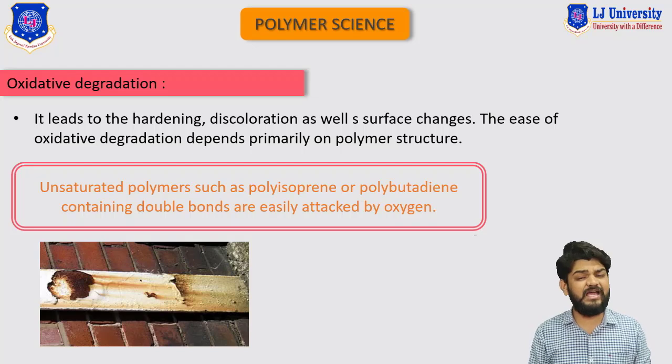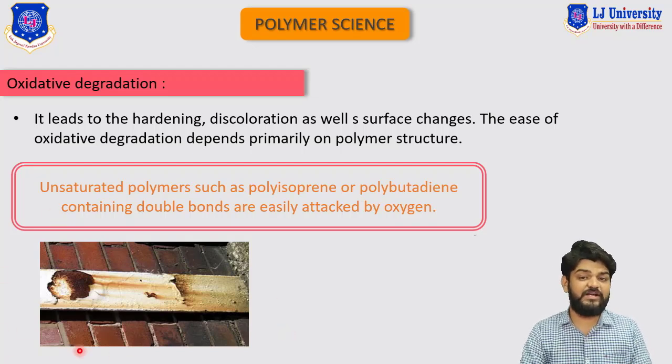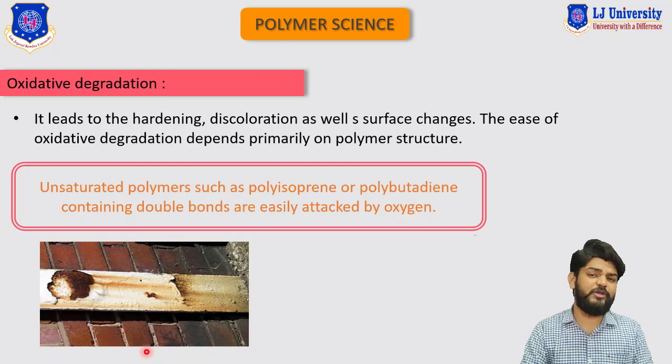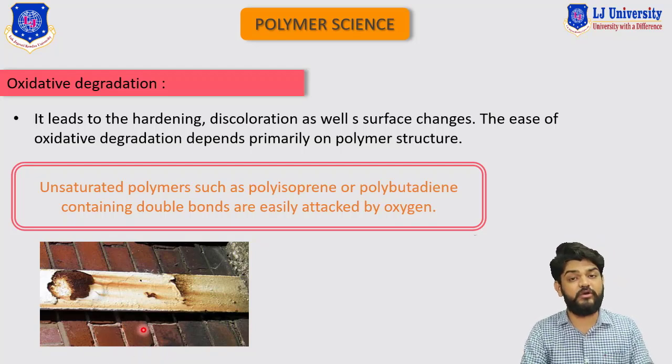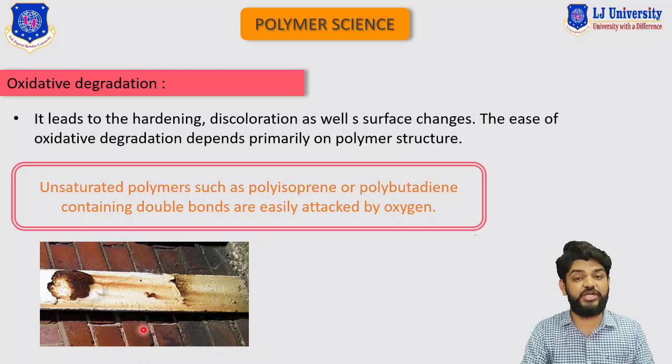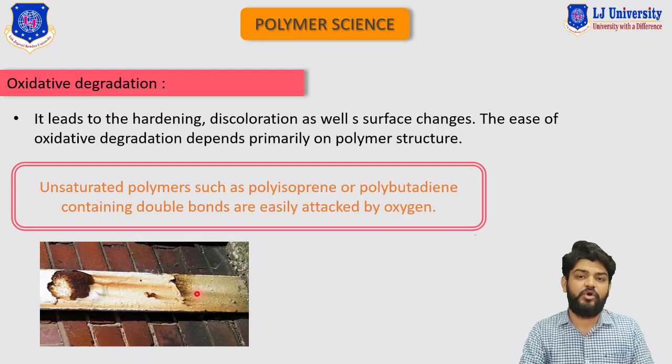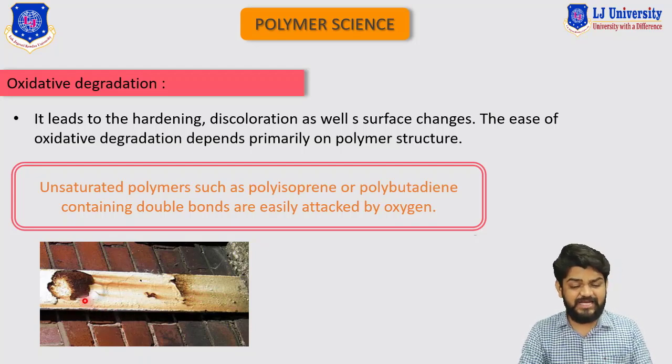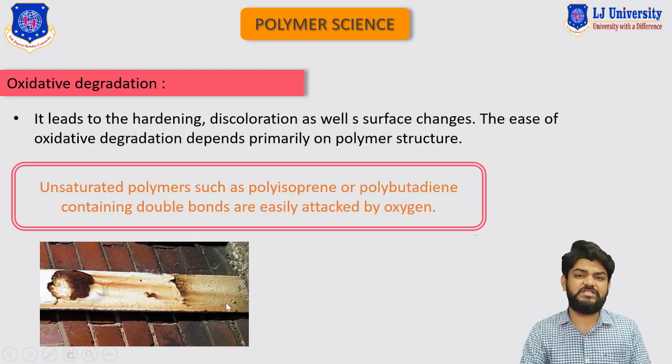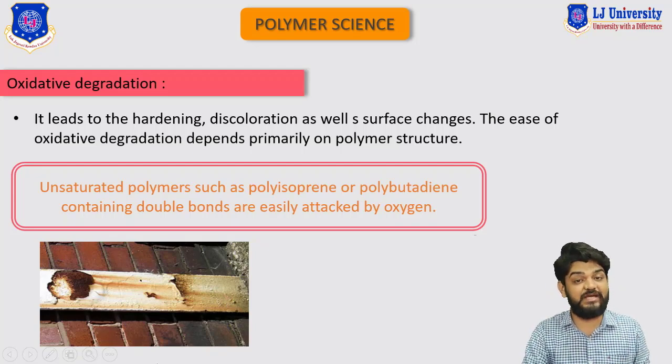As you can see in this image, this is a slab manufactured from polybutadiene rubber, right? This polybutadiene is more prone to being affected by oxidative degradation, in which oxygen attacks this plastic sheet, this block, and you can see here it starts degrading. So this is what we mean by the oxidative degradation process.